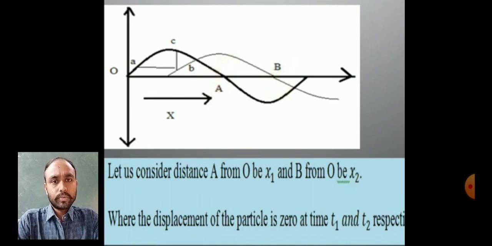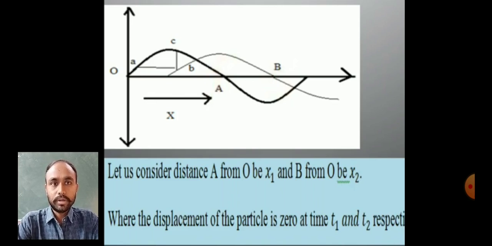That means from O, the first time instant wave cuts the x-axis at point A, that distance OA we will name as x1. It is not shown in the diagram, but yes, we have to consider. And the distance OB, that means the second time instant wave, that is the dotted wave, cuts the x-axis, position axis, at point B. So that distance from O will be x2, where the displacement of the particle is 0 at t1 and t2 respectively. The last line shown on this particular slide is where the displacement of the particle is 0 at time t1 and t2 respectively.